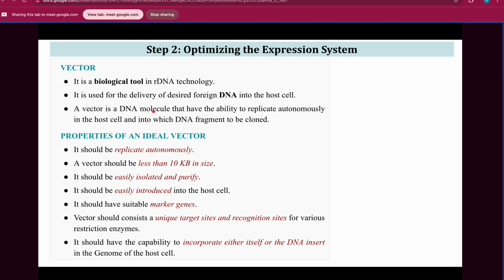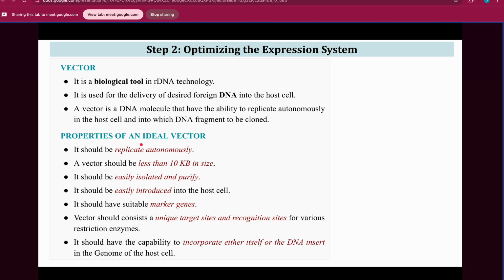A vector is a DNA molecule that has the ability to replicate autonomously in the host cell and into which the DNA fragment is to be cloned. So these are the features of the vector: a vector should have the ability to replicate, and it should also be possible to integrate the gene of interest into it.